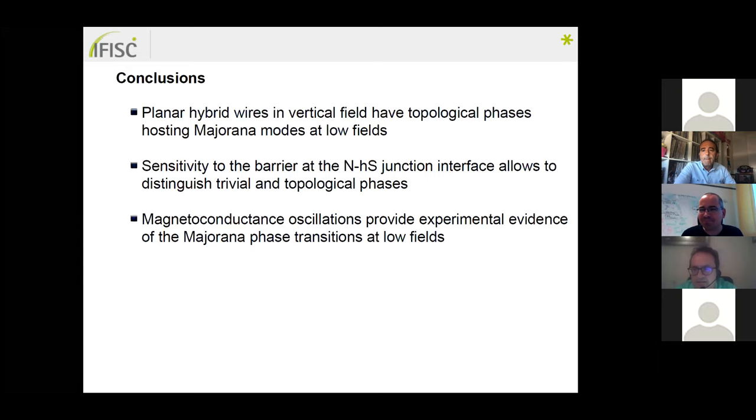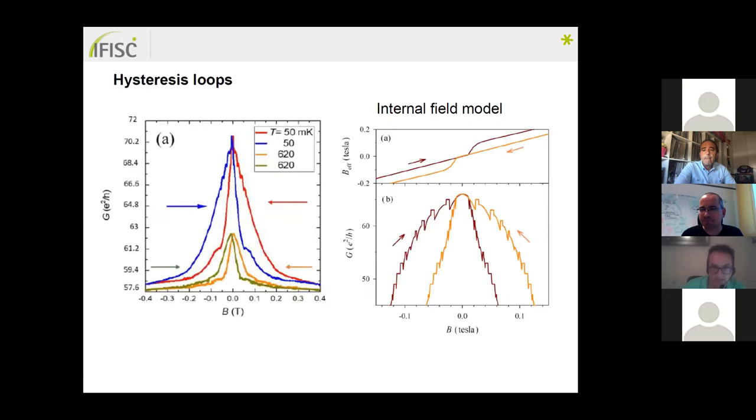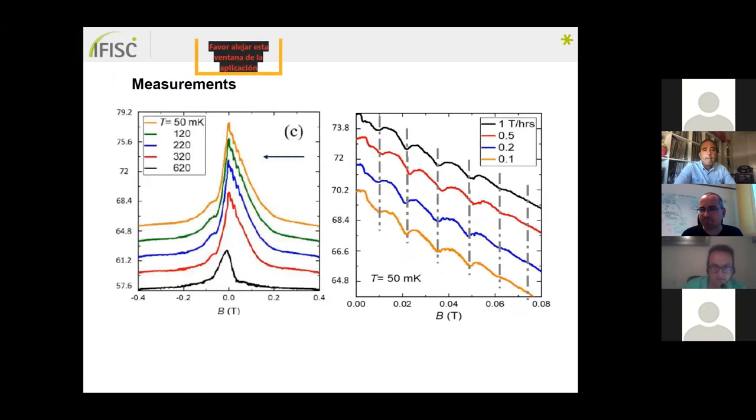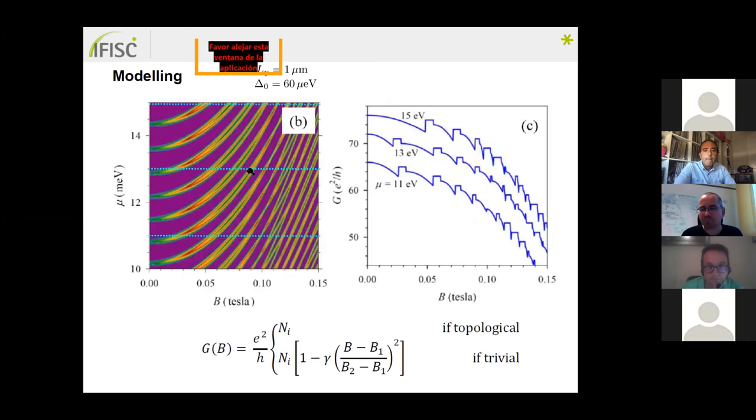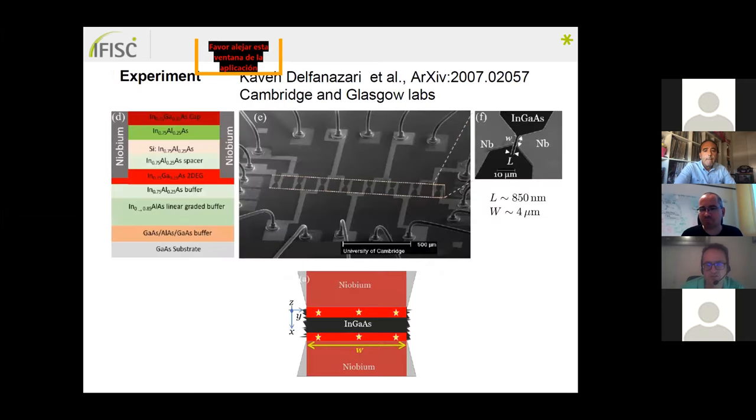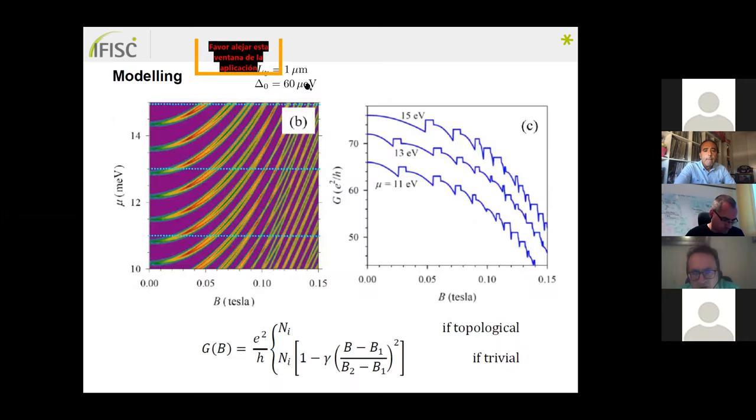I would like to know what is the size of the topological superconducting gap in this kind of materials? The size of the topological superconducting gap is smaller than the parameter we are using, which is 60 microelectron volts, but I think it's maybe a fraction of that, about one-tenth of that or something like that. Thank you.